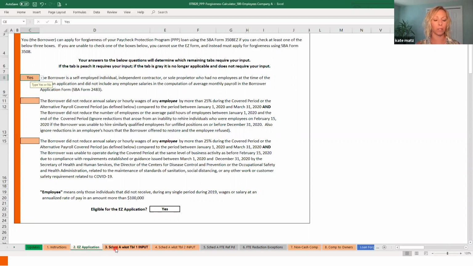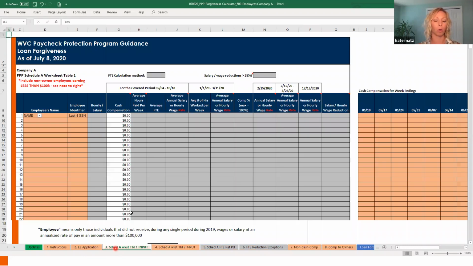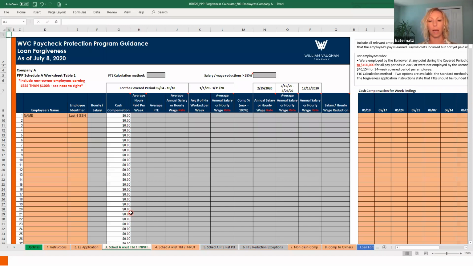So let's move over now to tab 3. Tab 3 is where you would list out any employees that made less than $100,000 in 2019. And you'd fill out some basic information about their name, their identifier, and compensation. And you can see there's a lot of area here that's gray, meaning that this is not required.